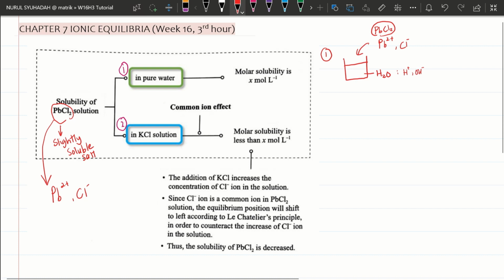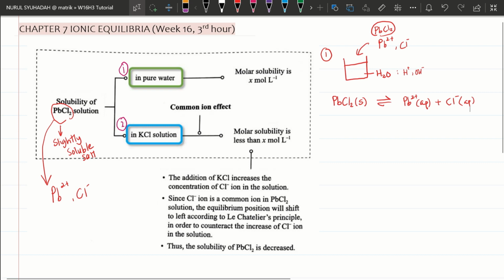Okay, jadi equation kita PbCl2 solid in equilibrium with Pb2+ aqueous tambah Cl- aqueous. Meaning here, we will get the maximum amount of Pb2+ and Cl-. Kita akan dapat maximum amount PbCl2 yang boleh larut, that can dissociate.